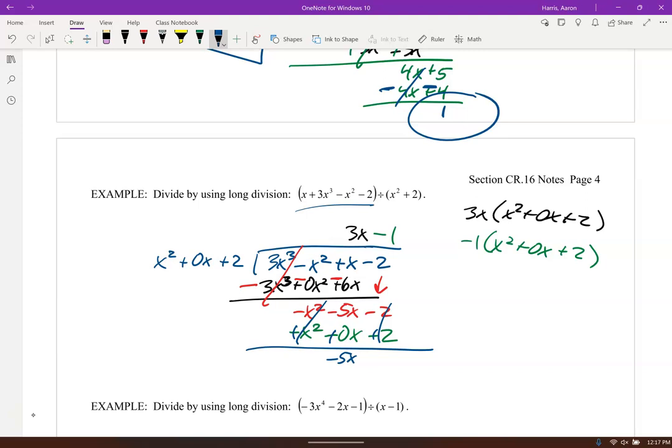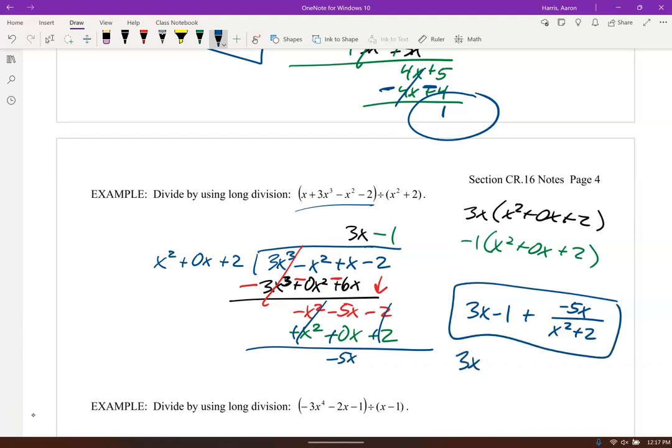And that's our remainder. So we got 3x minus 1, quotient plus remainder over divisor. Or you can write it the same thing, right? Either of those.